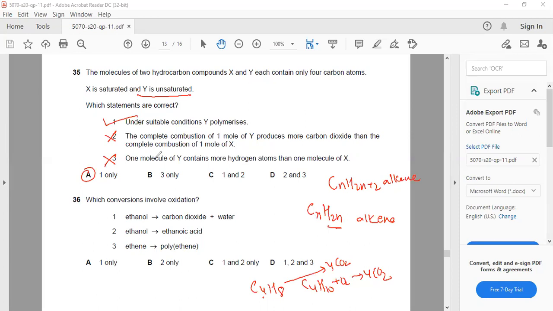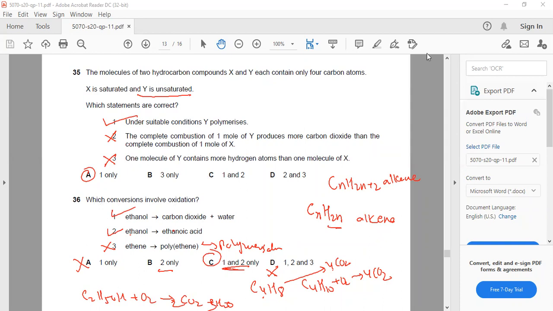36, which involves oxidation. This is polymerization, so this is not oxidation. It does not use oxygen. So 3 is wrong, which means D is wrong. Ethanol to ethanoic acid, yes. A is wrong. Now, only 2 or 1 and 2? Let's see. Ethanol plus oxygen, combustion, gives carbon dioxide and water. Combustion is also a type of oxidation. Okay, so 1 and 2. C is the answer. Combustion is a type of oxidation.